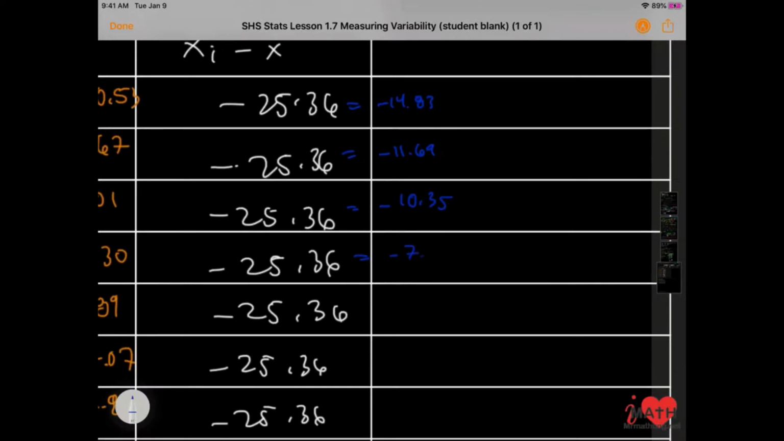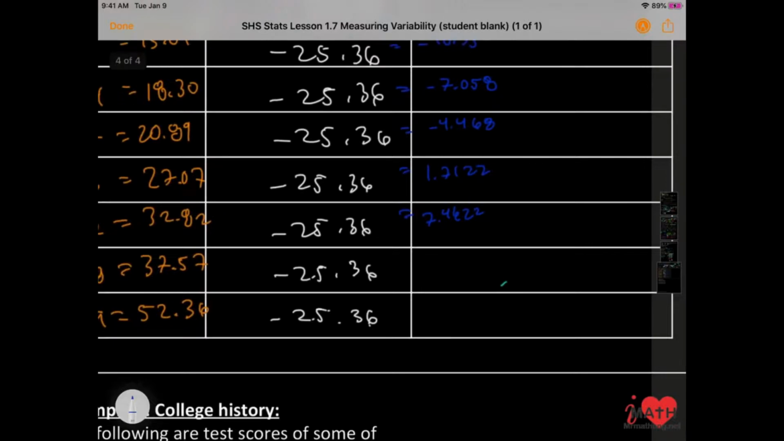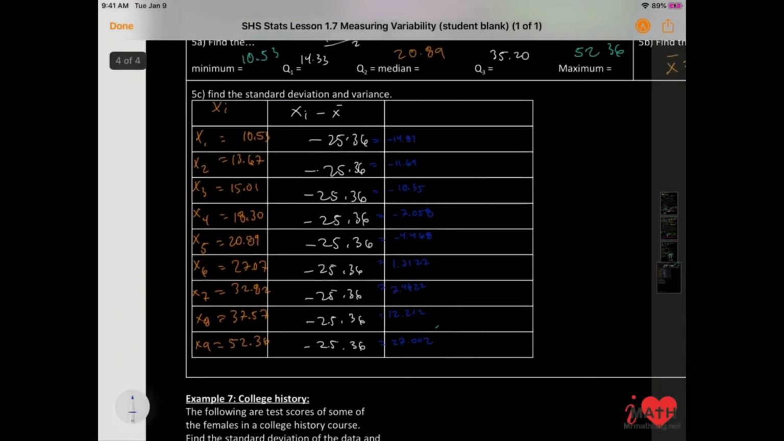Negative 7.058, negative 4.468, 1.7122, $7.4622. If I subtract those two numbers, I will get 12.212, and then I got 27,002. Okay, so let's review what we've done so far.